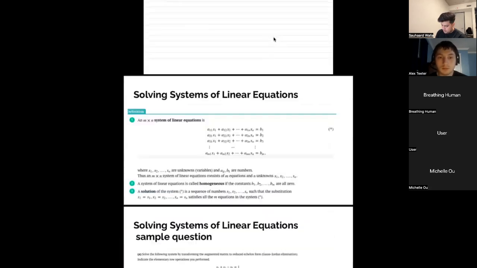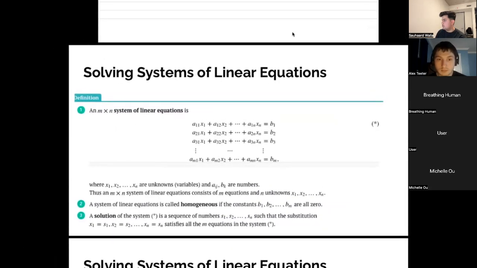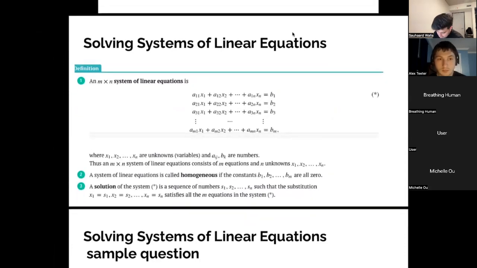No question. Okay. Solving systems of linear equations. We know how to do this, or we should know how to do this. If we don't, we'll go over it now. We'll have a bunch of equations and we need to find x1 to xn values such that those equations hold true. What you may not know is a homogeneous system of equations is just where you're setting all the b1s to bm's equal to 0. And a solution, that's just telling you what the system means.